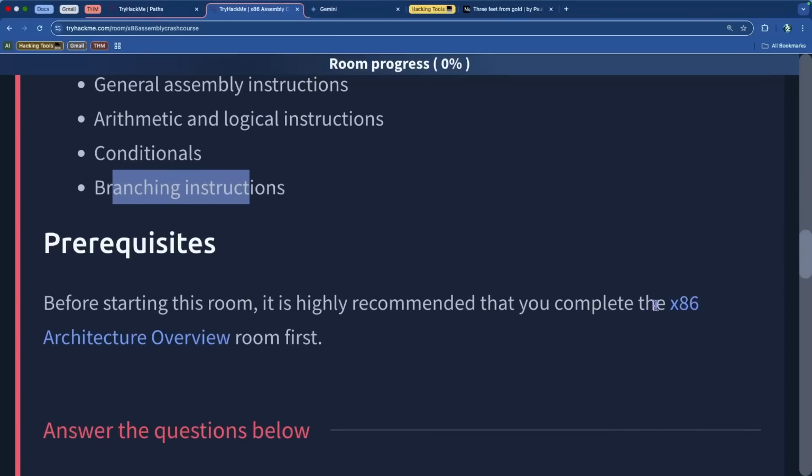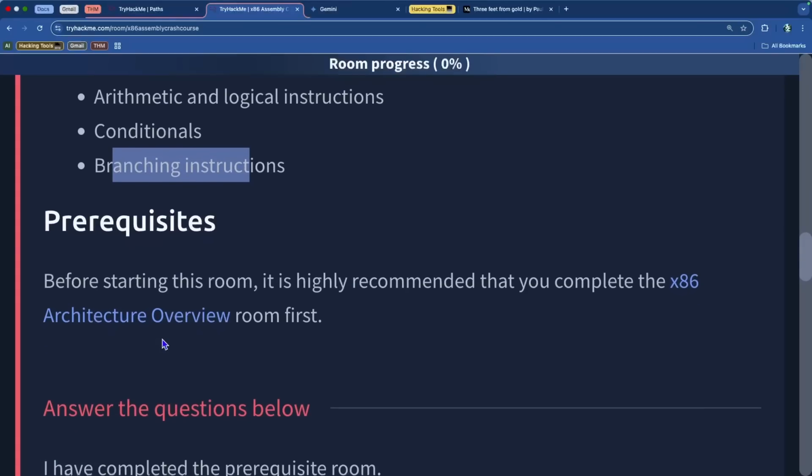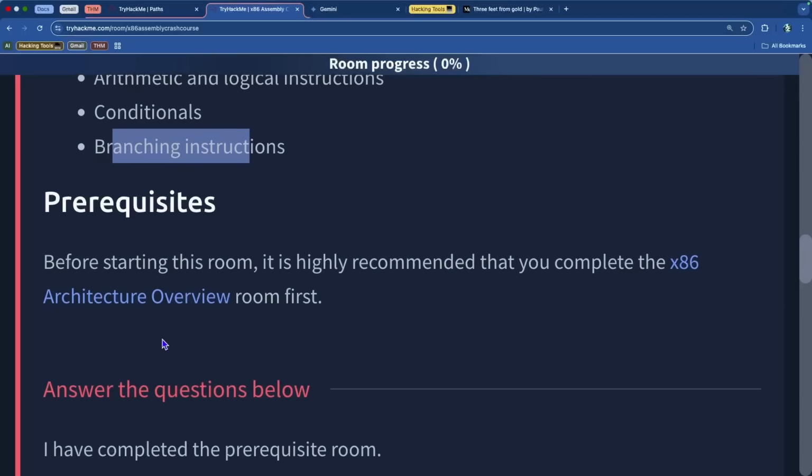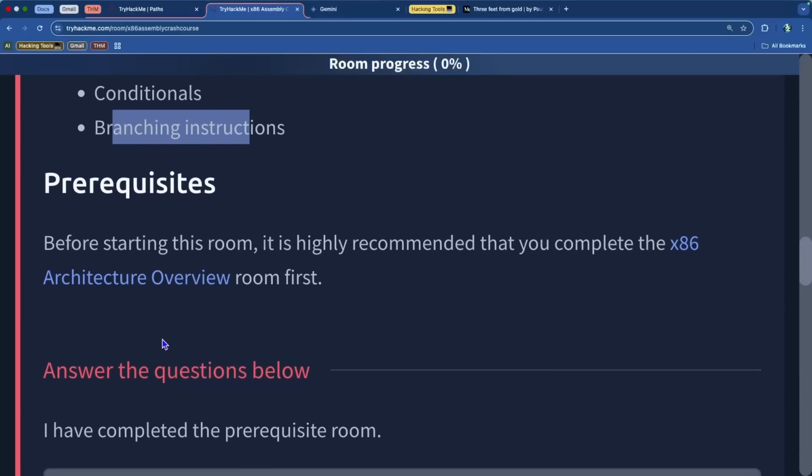The prerequisite would be the last video prior to this one, which is the overview of x86 architecture and the specific stack flow, which is very, very important. That was the big takeaway that we got from the x86 architecture room and that video. So if you haven't seen that video, I highly encourage you to go through it first, because there's a lot of technical and foundational stuff that we covered in that video that's going to be crucial in this particular video.